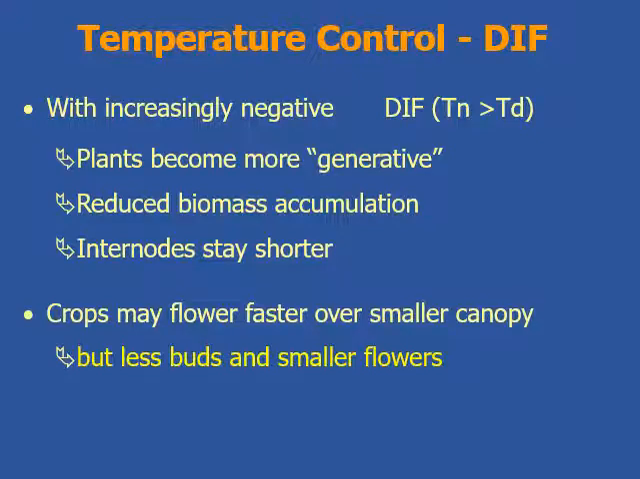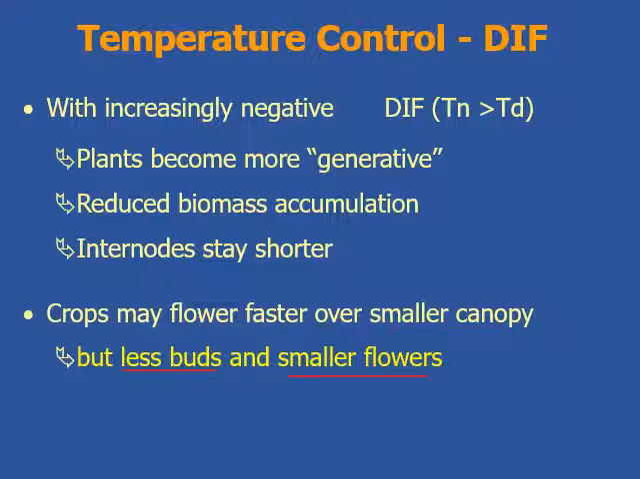Increasingly negative DIF, right? So night temperature is getting bigger than day. Plants become much more generative. They start forming buds. They start to build more biomass, more branching. The internodes are more compact. So some of these are really desirable traits. And the downside is that the flowers may form faster over a smaller canopy. That can be good, can be bad, right? But typically, and this is definitely a downside, there are fewer buds and smaller flowers. So nothing in life comes for free, right?